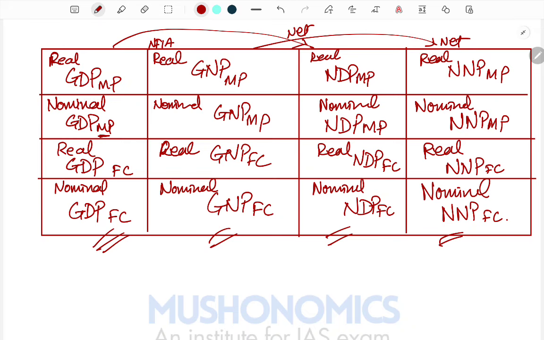One more class of 20 or 25 minutes will be needed, and then we will be concluding it, and we will be moving towards the third module, that is balance of payment.